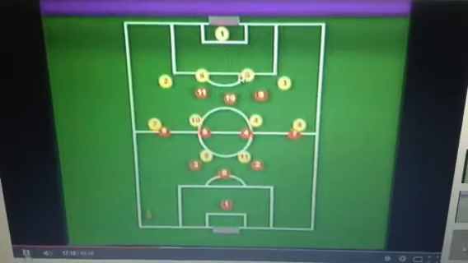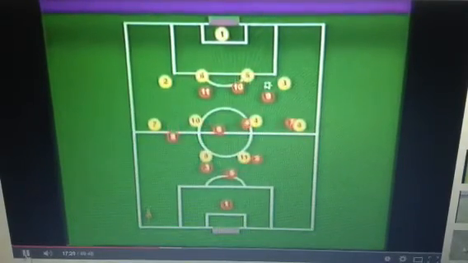Here, the same movements are carried out starting from the other side of the field.